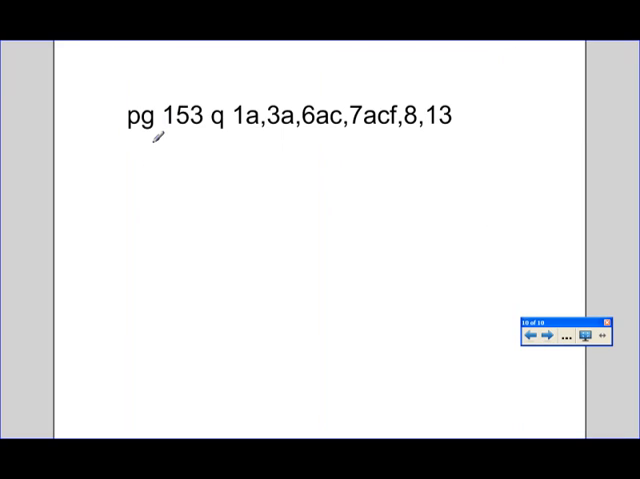We'll also spend time in class working on these questions on page 153. If you'd like to start ahead of time, you're welcome to.